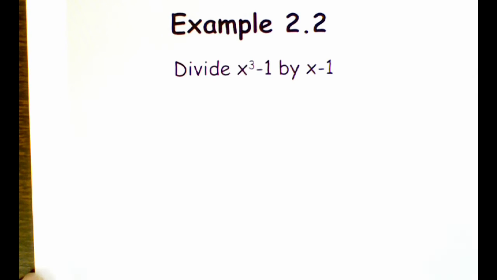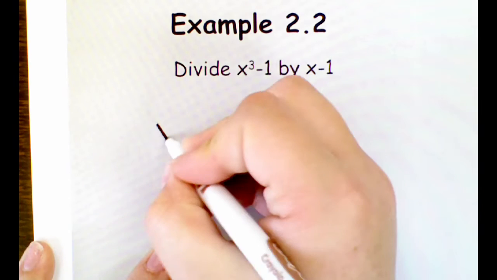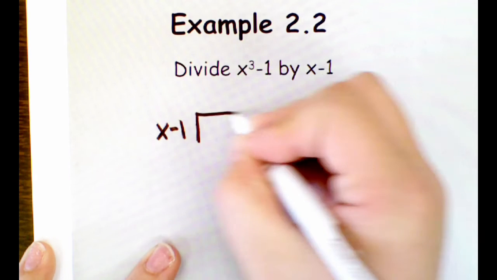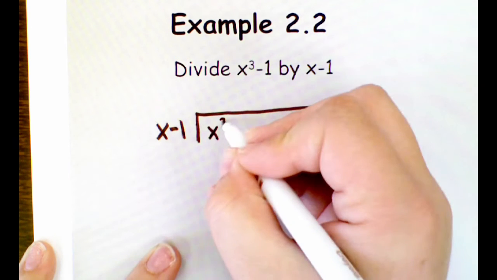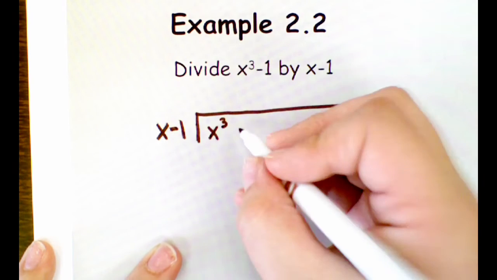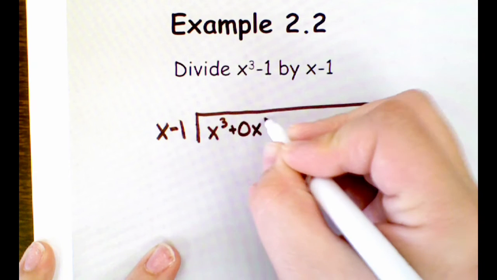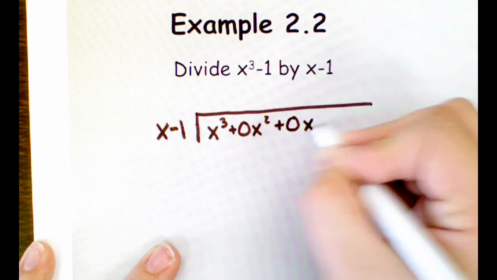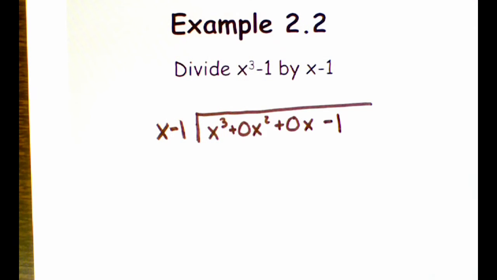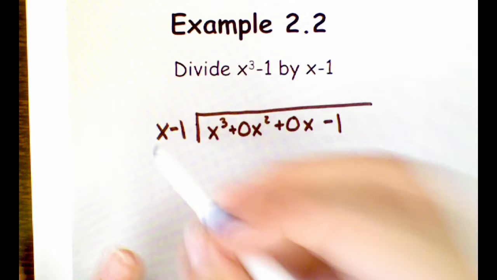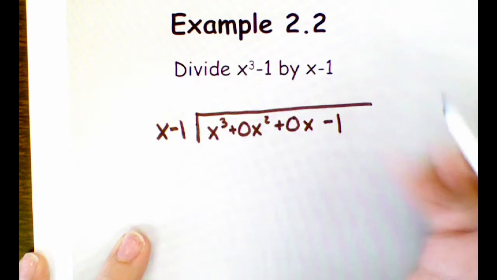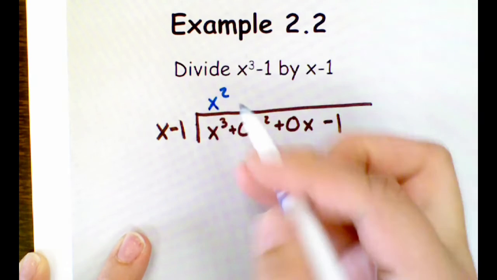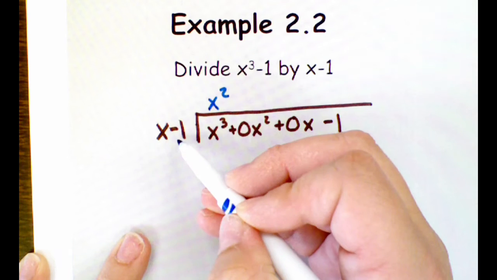So let's try one. We're going to divide x cubed minus 1 by x minus 1. So I put my x minus 1 out front, dividing into x cubed. Remember to put our zeros in though. 0x squared plus 0x, and then my minus 1. All right, we look at x times what makes x cubed? x squared. Take that x squared, multiply it by the whole divisor.